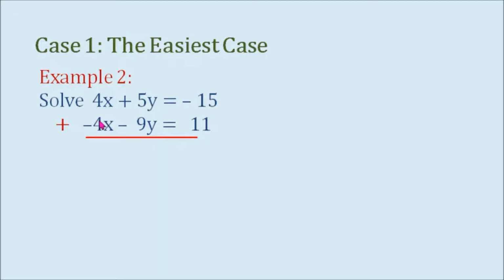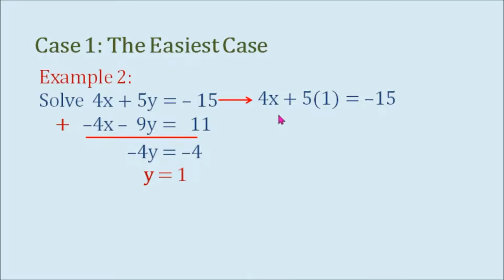Now we have 5y plus negative 9y equals negative 4y, and negative 15 plus 11 is negative 4. Dividing both sides by negative 4, y equals 1. Now to solve for x, we can use either equation. Using the first equation, we are going to substitute y with 1. So that is 4x plus 5 times 1 equals negative 15.